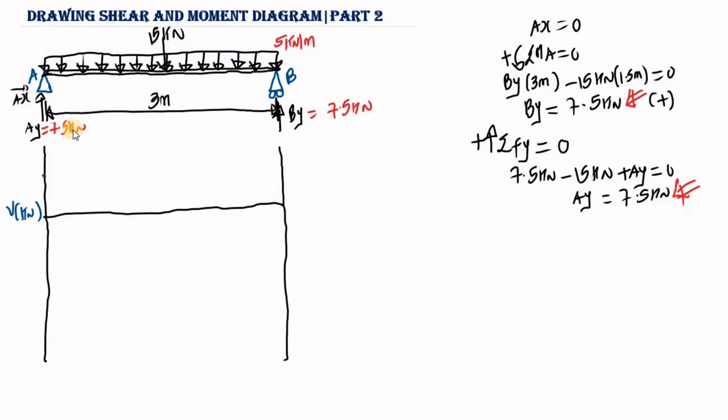So it's going to be somewhere here. This is 7.5 kilonewton. So now we are at 7.5 kilonewton, and we need to move to the next part.